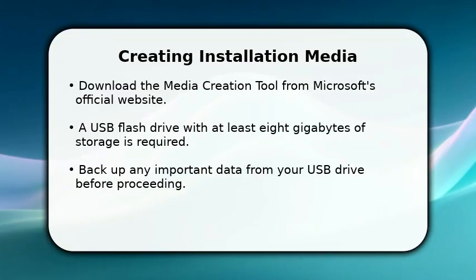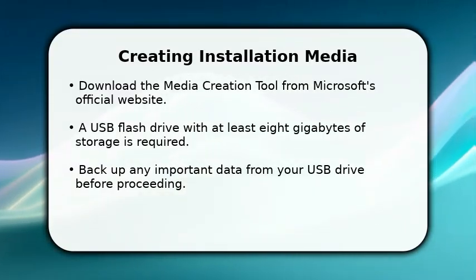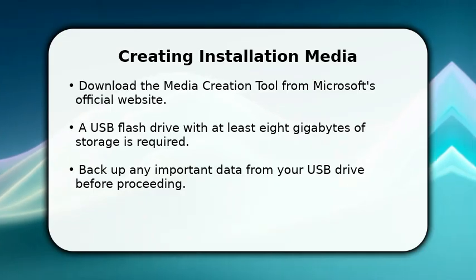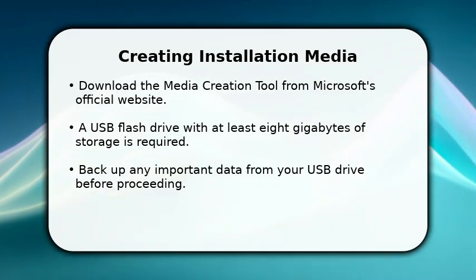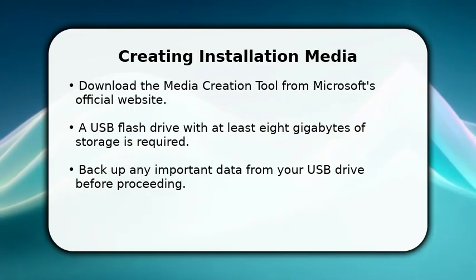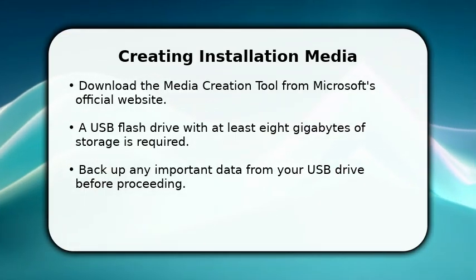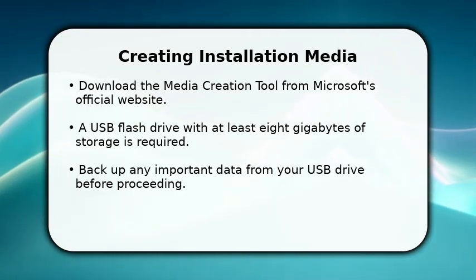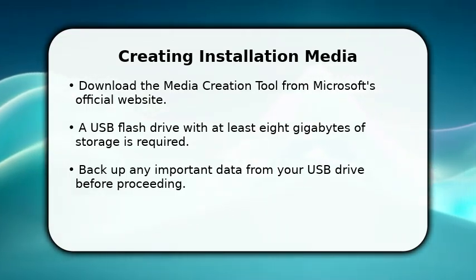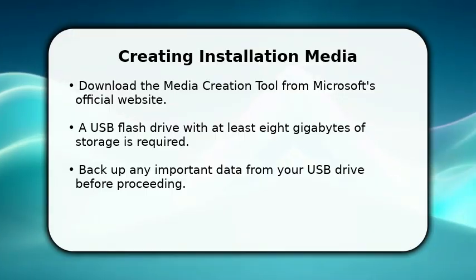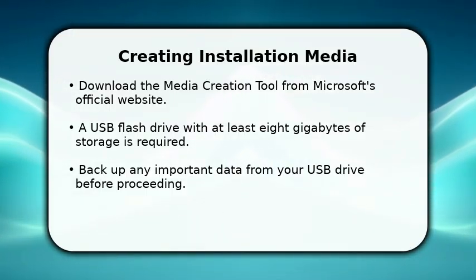In this video, I will explain how to use a Windows Installation Media USB. First, download the official media creation tool from Microsoft. You will need a USB flash drive with at least 8 GB of free space. Ensure you back up any important files from your USB drive, as this process will erase all its contents. This tool will prepare your USB drive to install Windows easily.